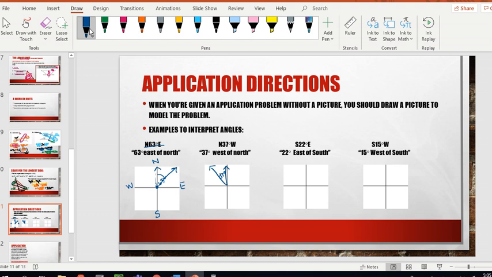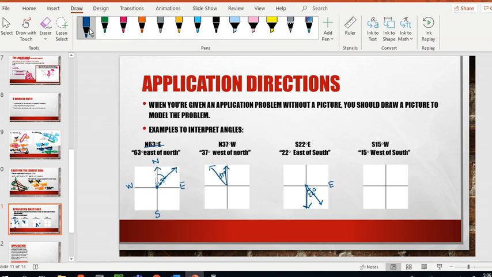On this one, it says south, 22 degrees east. So head south and then go over here on the side that's going toward the east. You come out, and this angle right there is 22 degrees. It's this angle right here.